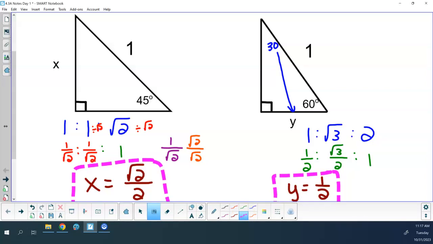If you remember your special right triangles and or you watched the video from this past weekend and remember it, that should have taken you that long. Probably should even take you a shorter time than that.